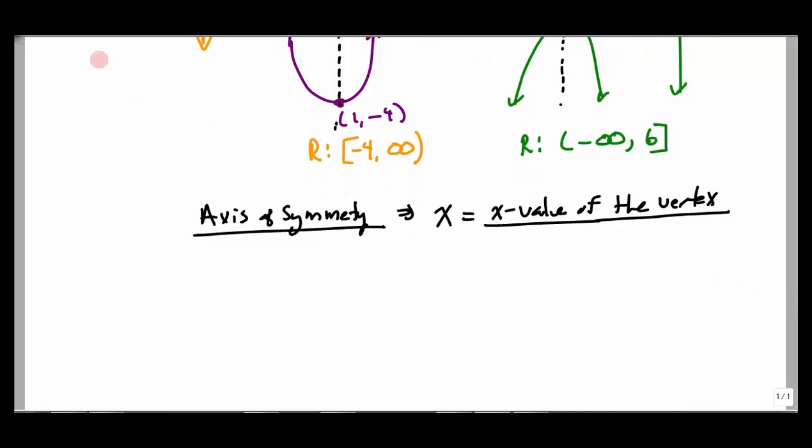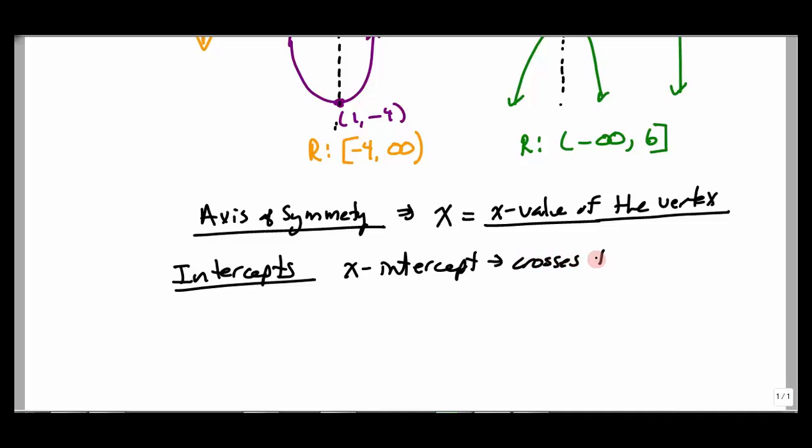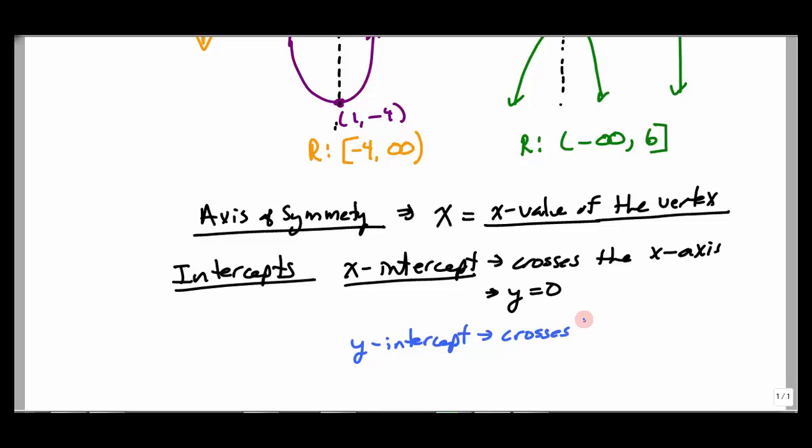Now we can also talk about intercepts. When we talk about intercepts, we have two types. We have an x-intercept, and for our x-intercept, this is where it crosses the x-axis. This is where y equals 0. So that's the x-intercept. We also have the y-intercept. This is where it crosses the y-axis. And this is where x equals 0.